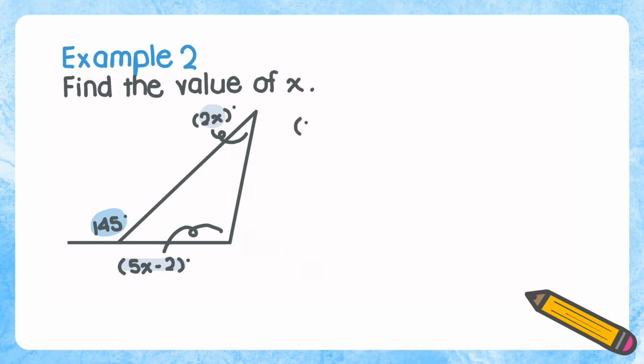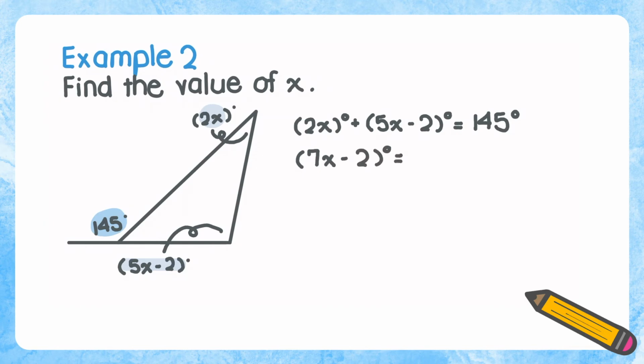So by the exterior angle theorem, I know that the sum of the two remote interior angles, so 2x degrees plus 5x minus 2 degrees, equals 145 degrees, the measure of the exterior angle. Let's combine like terms. We get 7x minus 2 degrees equals 145 degrees.